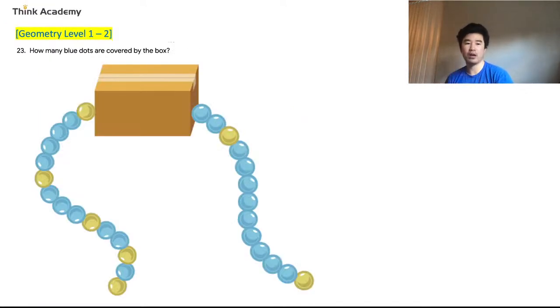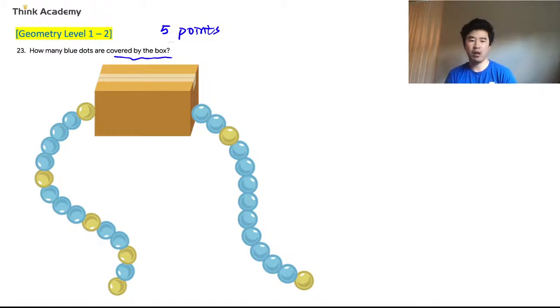All right, so now I think this is the final problem we did today, and also this is a very tricky problem on the mock test. I think less than 70% of people got it right. So let's see how we can get this problem. How many blue dots are covered by the box? So this is a 5-point problem, a very hard one.